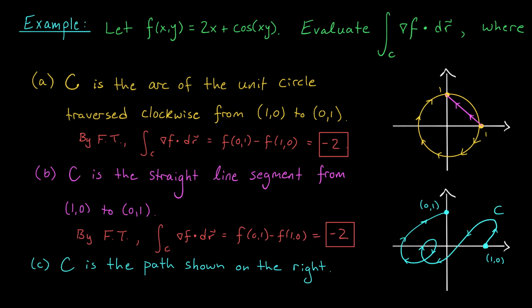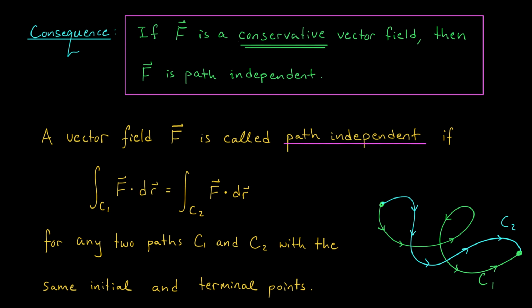To see just how far you can push this, consider this crazy path. The path C going from (1, 0) all the way to (0, 1). This thing looks horrible. I don't know how to parametrize this, but we don't need to. By the fundamental theorem, once again, our line integral is f of (0, 1) minus f of (1, 0). Again, it's minus 2. Now, if in the last example I had given you one more path from (1, 0) to (0, 1), I bet you would have immediately known the value of the line integral. Minus 2. This is all thanks to the fundamental theorem.